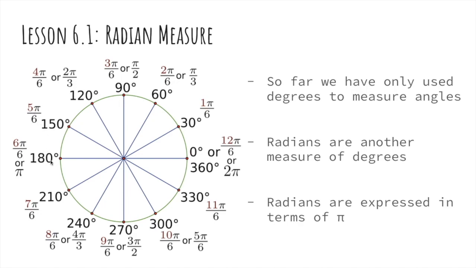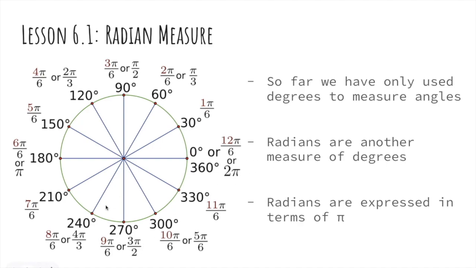Then you get to the benchmark that I find the most simple, which is pi, or 6 over 6. Then you have 210 degrees, 30 more than 180, 1/6 more than 180, which is 7 pi over 6. Next you have 240 degrees, which is 8 pi over 6, or when you simplify that, 4 pi over 3. Next, 3/4 of the way around is simplified 3 pi over 2.